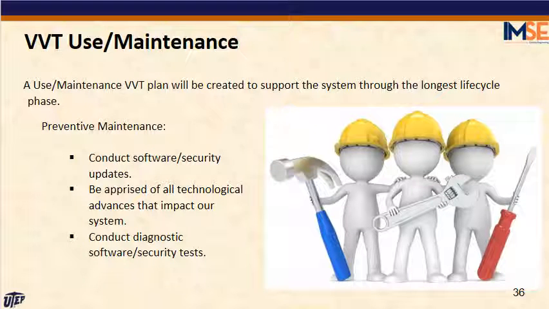VVT Use Maintenance Plan. A use-maintenance VVT plan is going to be created to support the system through the longest life cycle phase, the preventive maintenance phase. This will be conducted in order to keep issues at a minimum and therefore repair costs at a minimum. Additionally, preventive maintenance will keep collateral damages to the customer and the system to a minimum. In this phase, modifications and product improvements could be implemented to update and maintain the system operational.